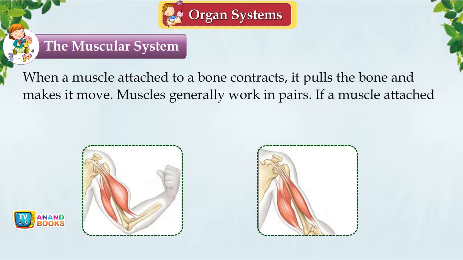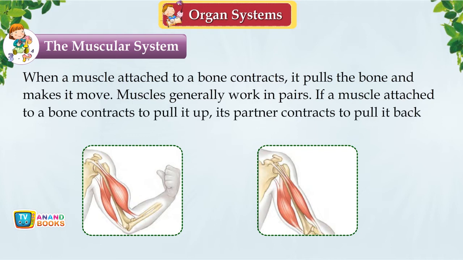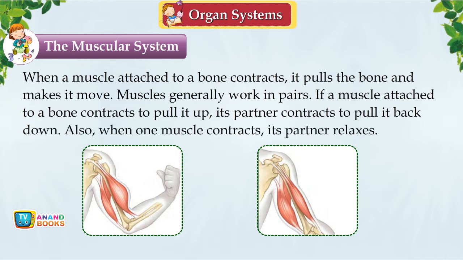Muscles generally work in pairs. If a muscle attached to a bone contracts to pull it up, its partner contracts to pull it back down. Also, when one muscle contracts, its partner relaxes.